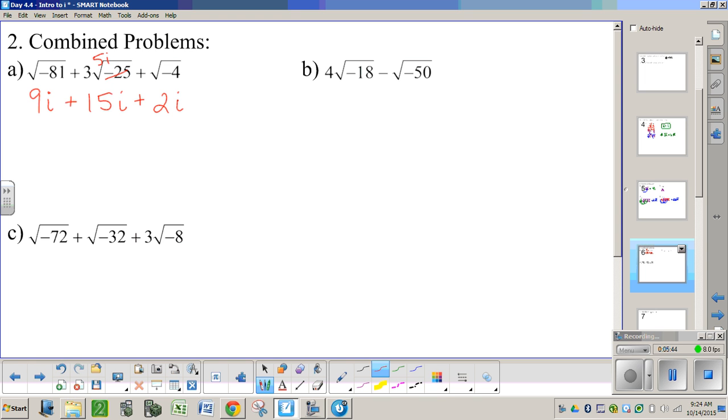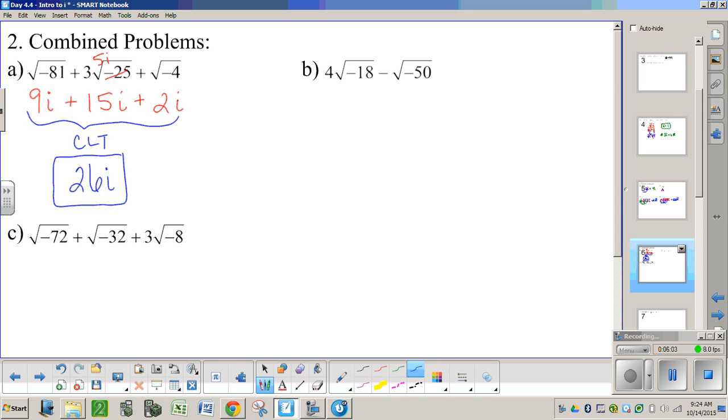Imaginary numbers are like terms, so you still have to follow all of your like term rules. So you are now going to combine all of these like terms. If I take 9i, 15i, and 2i together, I'm going to come up with 26i, and that's going to be my final answer.